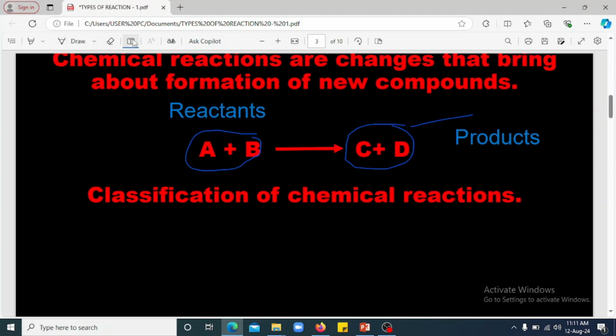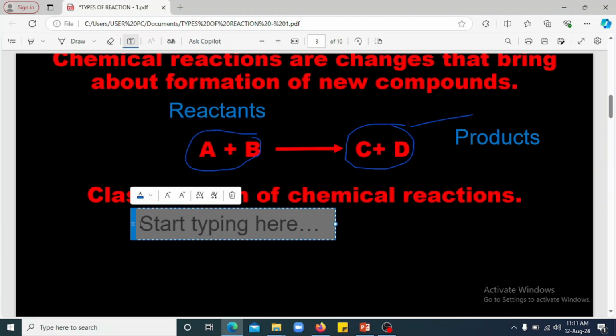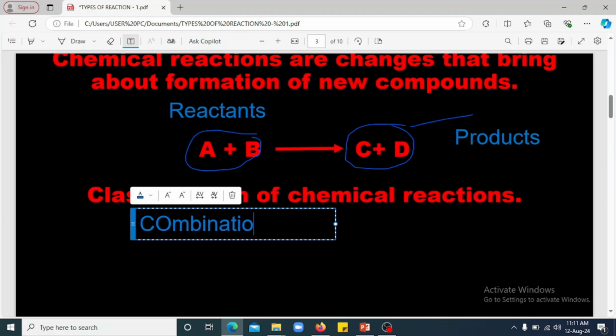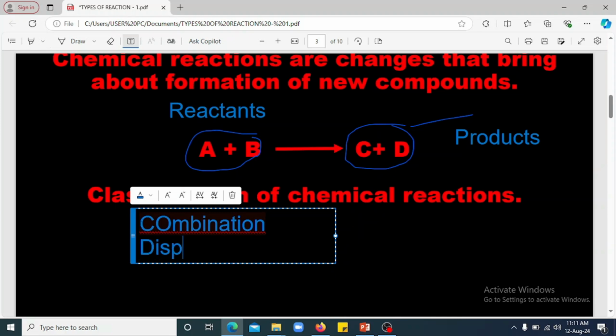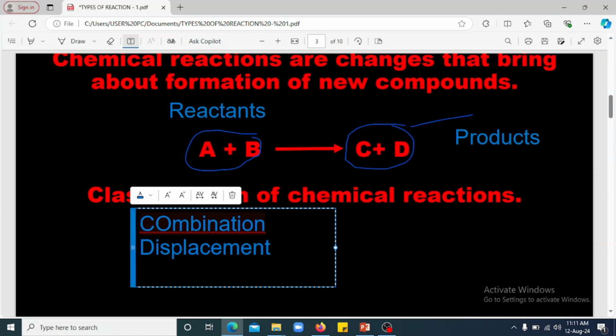So now let's look at the classifications of chemical reactions. How do we classify chemical reactions? There are different forms of chemical reactions. So I am going to list some of the classifications, some of the groups. Now let's go. Chemical reaction can be combination reaction. It could be displacement reaction. It could be decomposition reaction.